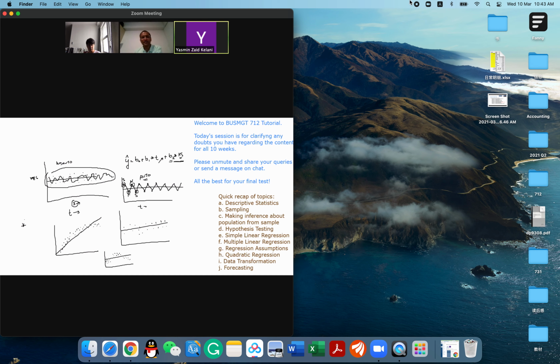Yes. So I can see there is some pattern. Ideally, I want no pattern. So this tells me that most likely this line is not the best fit. Okay. Now, what if I try to fit a quadratic, which means I go something like this? You see what I mean?